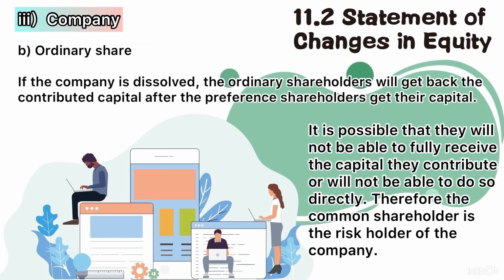If the company is dissolved, the ordinary shareholders will get back the contributed capital after the preference shareholders get their capital. It is possible that they will not be able to fully receive the capital they contributed, or will not be able to do so directly. Therefore, the common shareholder is the risk holder of the company.